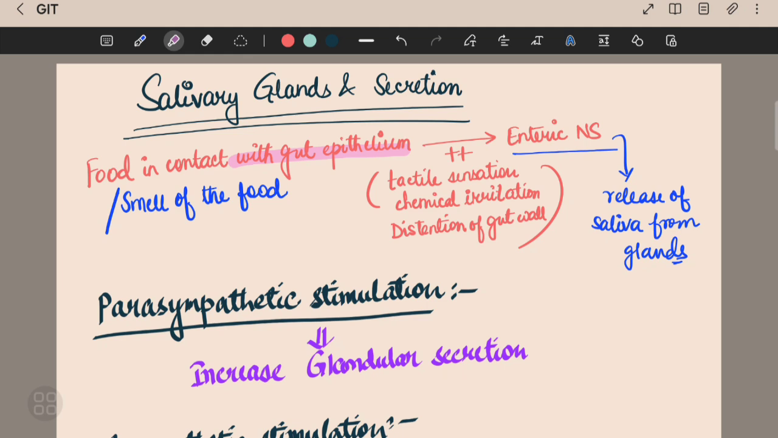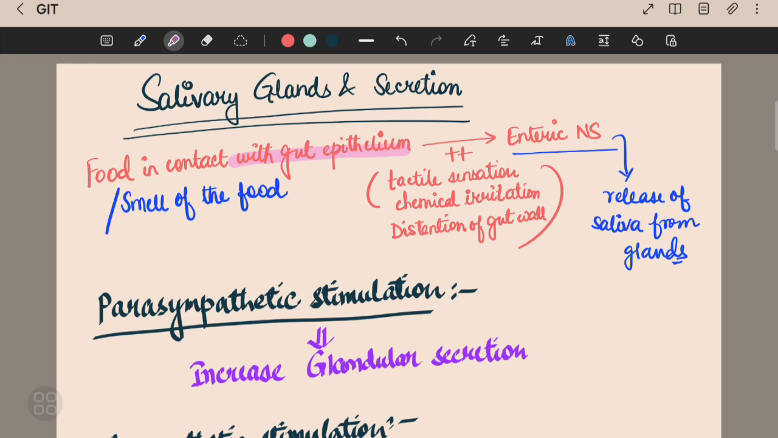So in the route of the GIT, starting from the mouth to the anus, in this entire tube there are submucous glands present at certain places where secretions are added. But there are also associated glands which are responsible for digestion and absorption to some extent, like the salivary glands, the liver, and the pancreas. These are associated glands of the GIT, and their secretions are very important for digestion, absorption and the entire processing of food.